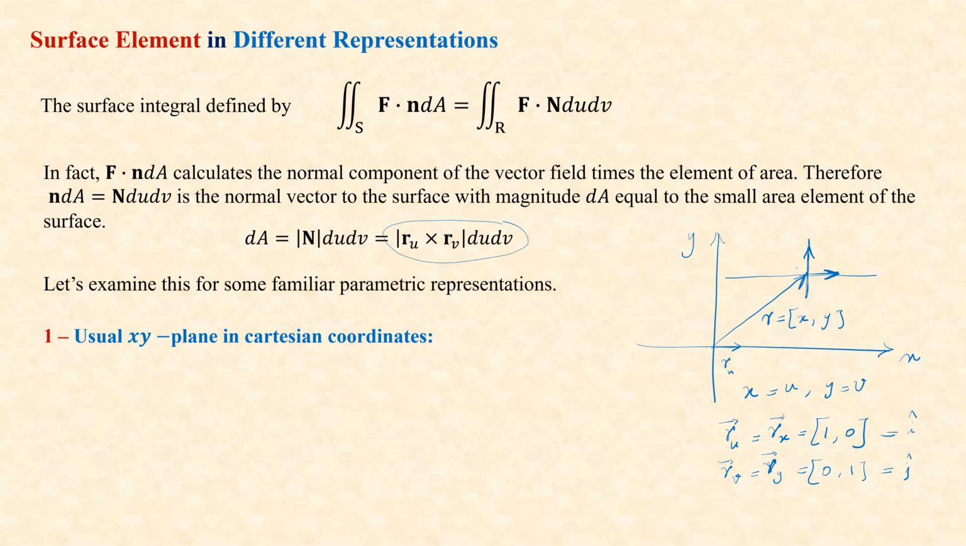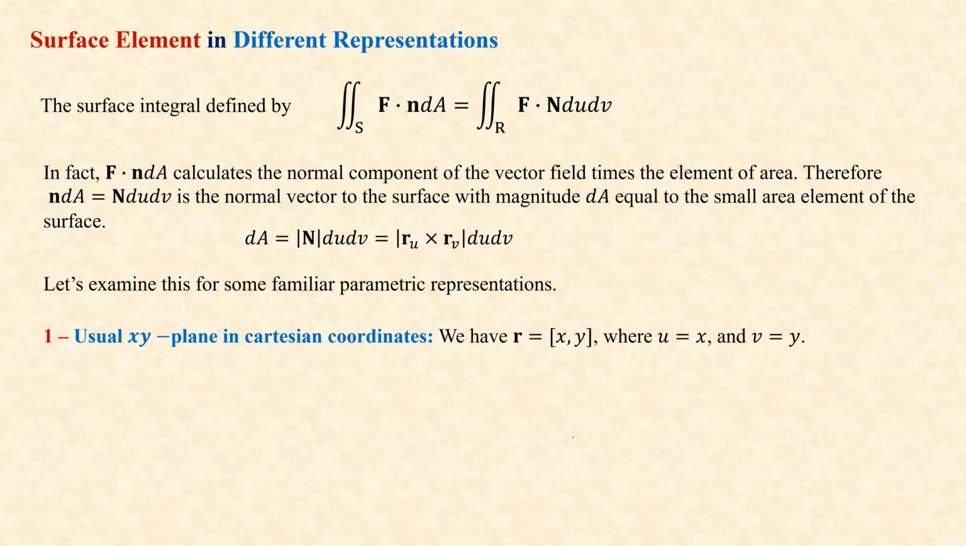What is i cross j? It is k, which is perpendicular to the plane of xy, right? So it's good. And what is the magnitude of k? It is 1. But then the area element dA becomes dx dy. It means that in any area element, you can take dy in this direction and dx in this direction, and the magnitude is dx dy. The direction perpendicular to that is k hat. So you see, it works out exactly the way we expect.